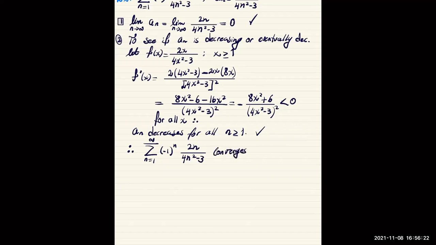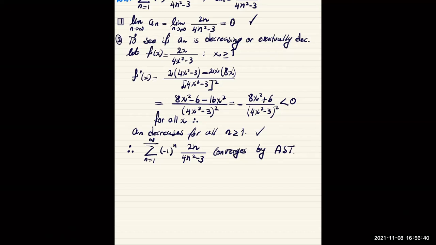Converges, please make a reference to the test by alternating series test. That's what AST stands for. All right. Questions on this problem, guys?